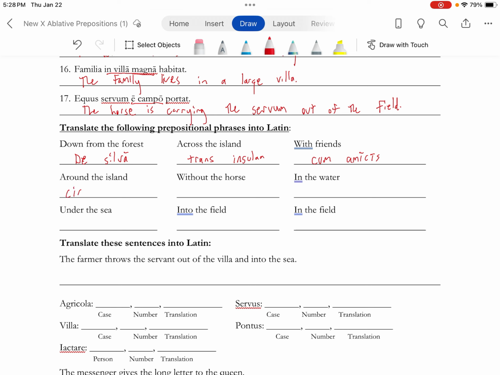Around the island, circum, and that takes the accusative, so we want insulam. Without the horse, sine takes the ablative, so we want equo. In the water, you're in a spot, so you want the ablative, in aqua. Under the sea, sub takes the ablative, so ponto. Into the field, in plus the accusative, campum. In the field, you're in a spot, so it's going to be an ablative, in campo.